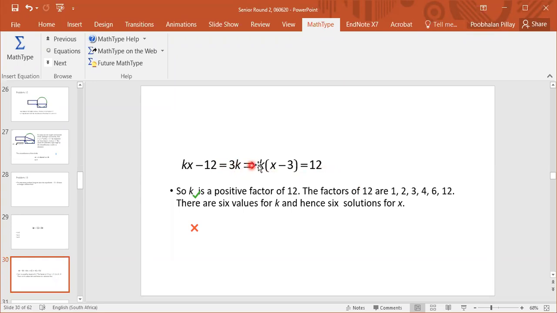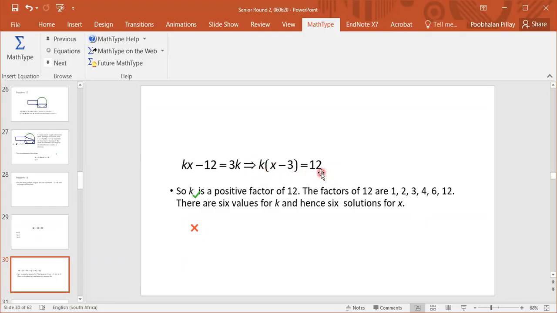So this equation implies, I'm using this symbol, if this, then that. And now if you sit back and look at what you've got, k, they told you, is a positive integer. x is an integer. So what you've got here is a product of two integers, one of which is positive, and the product is 12. So it means that each of these is a factor. And k, the thing that we are looking for, is a positive factor of 12.